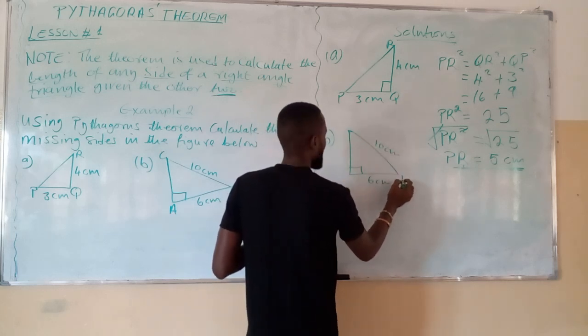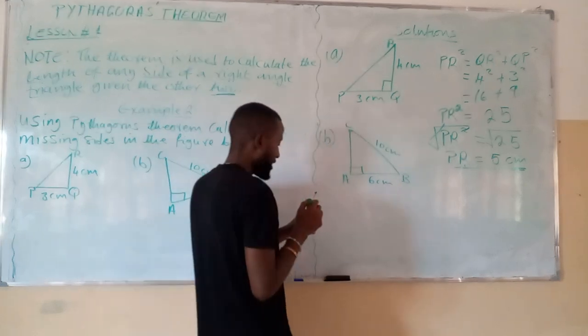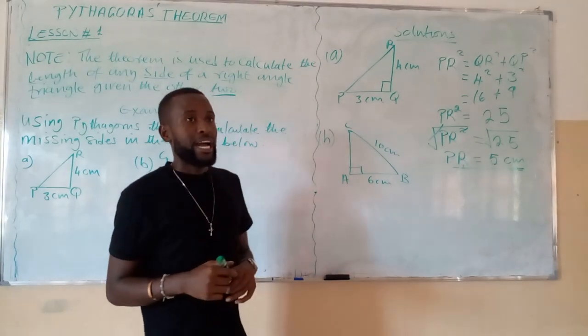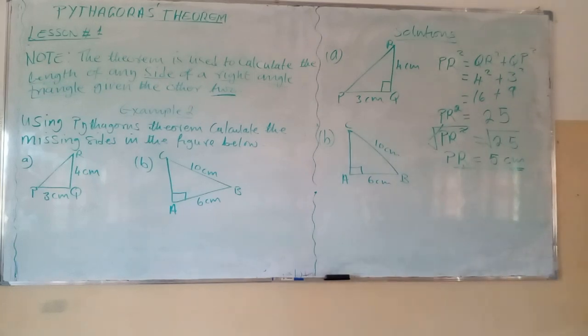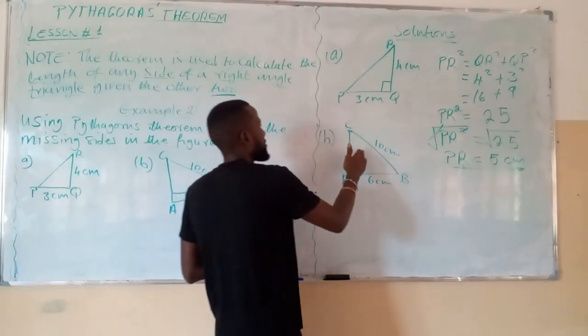Then we have, this is my B and this is my A and this is my C. So they want us to find the missing side, which is AC. As you can see there, they want us to find AC. So how do we get to find AC? We get to find AC by simply coming up with a formula for this diagram.